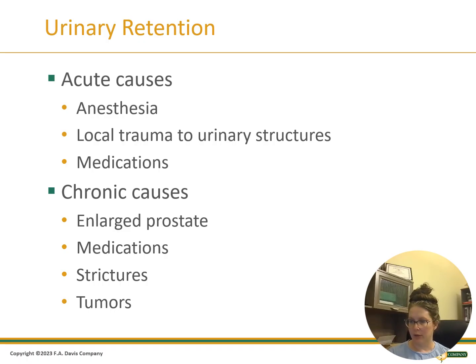So also acute causes: local trauma to urinary structures, so swelling, bleeding, or pain that's interfering with bladder emptying. Some medications can cause retention, such as anticholinergics and opioids. Those can impair our detrusor muscle function. Chronic causes for retention can be an enlarged prostate, so BPH, a mechanical obstruction of the urine flow. Some medications, long-term use of drugs with urinary retention as a side effect. Strictures, so a narrowing of the urethra from scarring or chronic inflammation, so that it's just having a harder time pushing through. Or a tumor, prostate, or pelvic mass that's compressing the urinary flow.